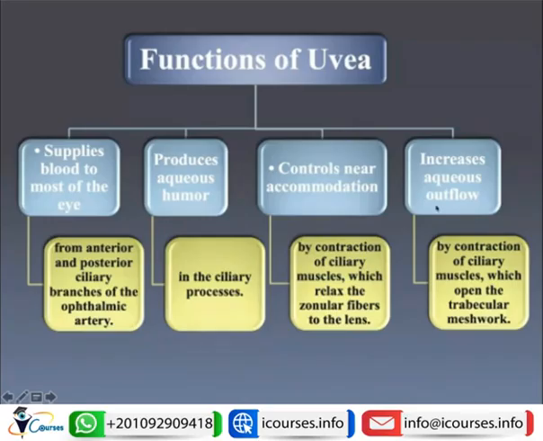Also, as we said, the ciliary muscle has a longitudinal fiber which is attached to the scleral spur. By contraction of this ciliary muscle, this will lead to traction over the scleral spur, leading to opening of the trabecular meshwork that promotes the aqueous drainage.